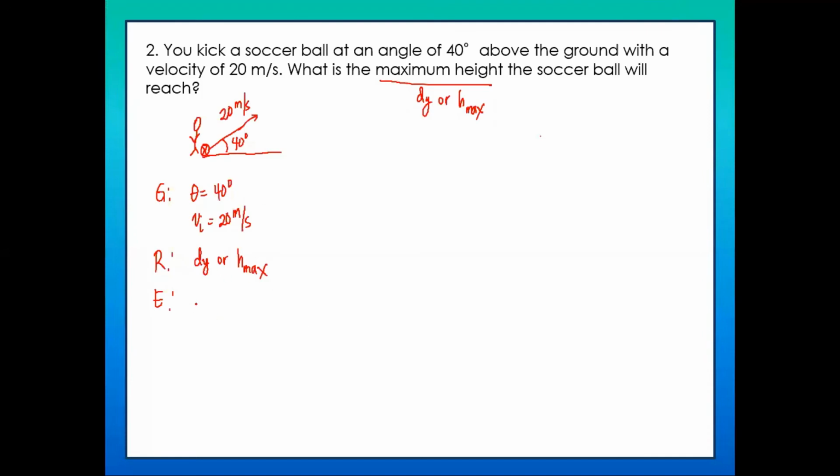Okay, so d sub y is equal to your v sub y squared minus v sub iy squared, over 2g. So that's how we solve the d sub y using this equation. But if we analyze our given, we don't have a value for v sub iy, right? We don't have a value for this.